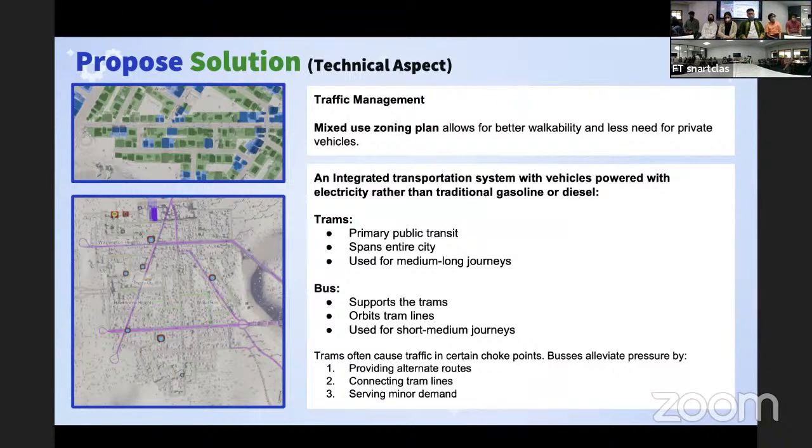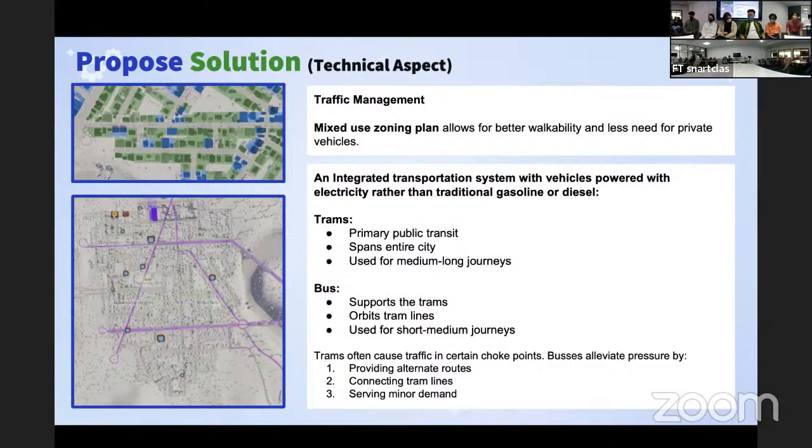The second solution is an integrated transport system with vehicles powered by electricity rather than traditional gasoline and/or diesel. We use two types of transportation, namely trams and buses. We choose trams and buses because they support each other in terms of transportation.